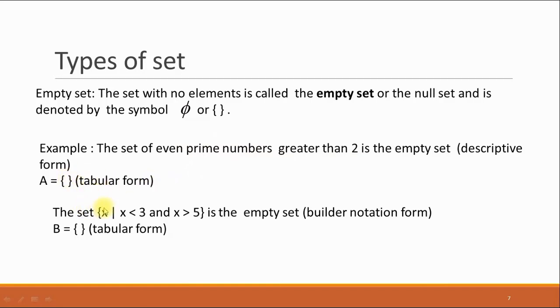Similarly, another descriptive statement: set of all x such that x is less than 3 and greater than 5. There is no number which is less than 3 and greater than 5. So this builder notation form is false, and the tabular form will be empty.